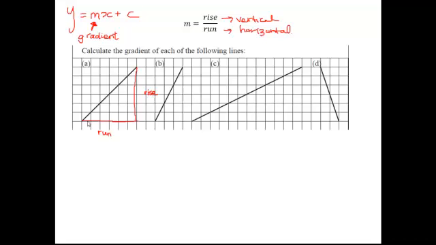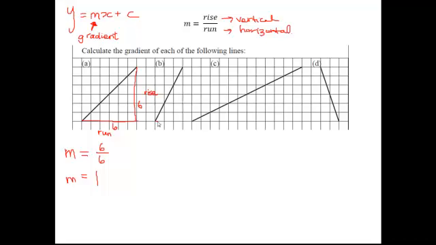So all we need to do is count, okay? How many squares are we going here? 1, 2, 3, 4, 5, 6. So this has a run of 6 and a rise of 1, 2, 3, 4, 5, 6. Okay, so the gradient would be equal to the rise of 6 over run of 6, and if I simplify that, my gradient in this case is just 1. Okay, let's try example B.